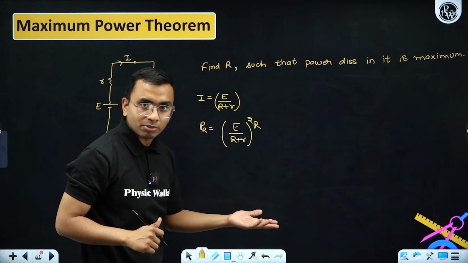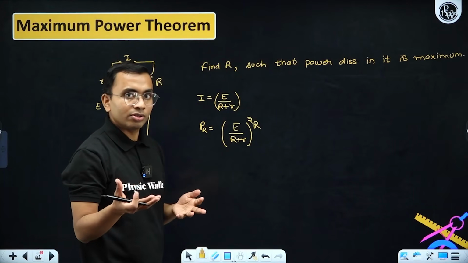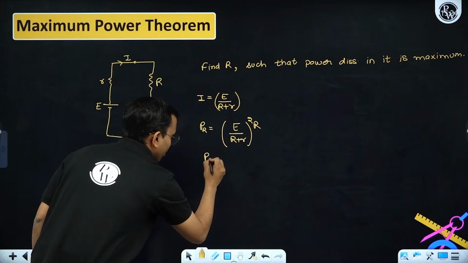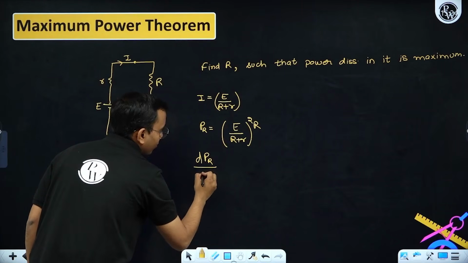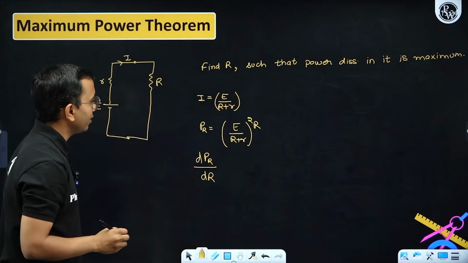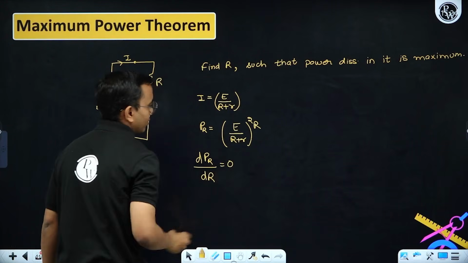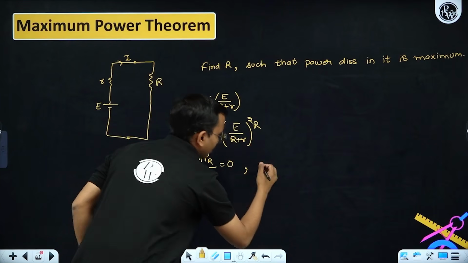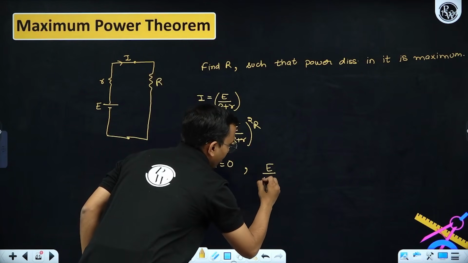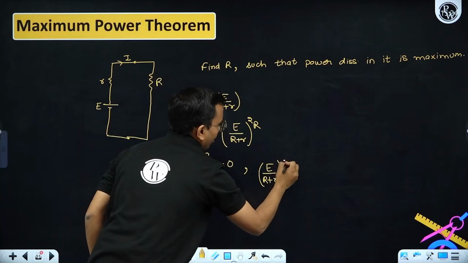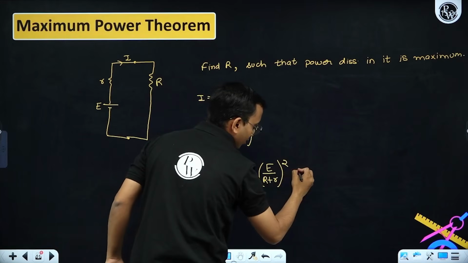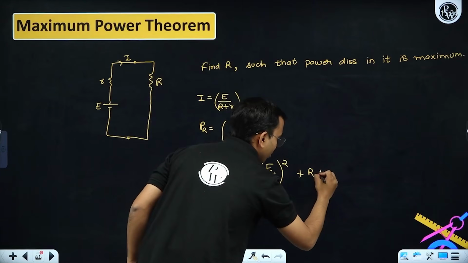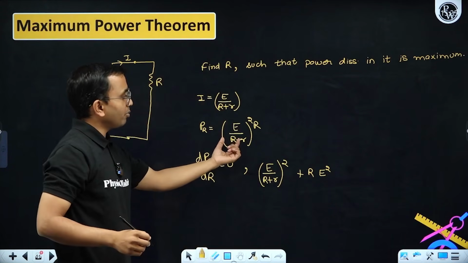For a function to be maximum, I can differentiate it and equate to 0. That is the condition for maxima and minima. So differentiate this power with respect to my variable resistance R, and then equate that to 0. How to do that? This is one function, this is another function. I'll first keep this outside as it is. Differentiate the second one, whose differentiation will be 1, plus take the second as it is outside, this constant E square outside as it is. Differentiate this, 1 by R plus r square.